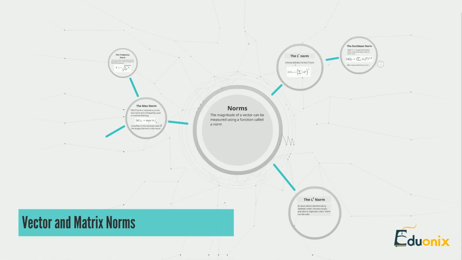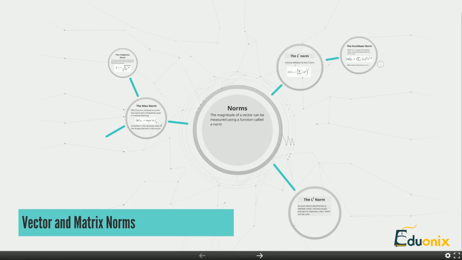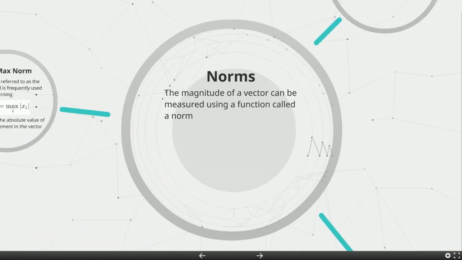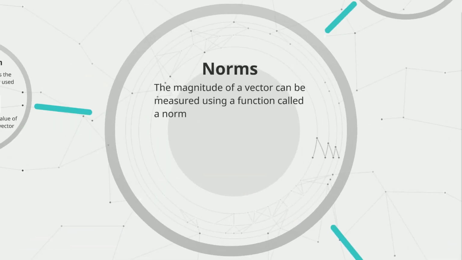Now that we're familiar with vectors and matrices, and we've seen some of the notation, we can dive into some of the ways that they are used in machine learning. The first way that we are going to discuss is norms. The magnitude of a vector can be measured using a function called a norm. And this magnitude comes up in machine learning and can be used in a lot of different ways.